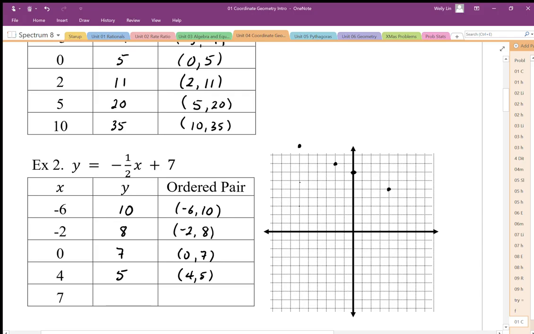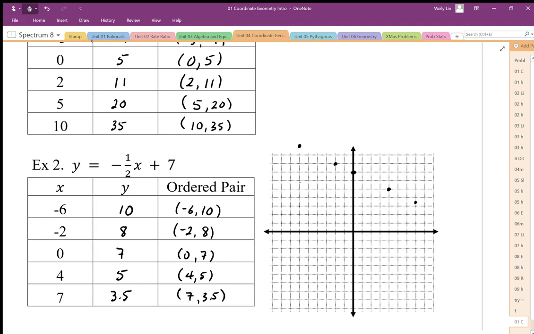Now it looks like there's some pattern being generated. There seems to be a straight line pattern happening here. I plug in the last point, 7, and I get negative 3.5 plus 7, which is equal to positive 3.5. So I end up with 7, comma 3.5. I go 7 over, 3.5 up. Now this pattern looks like it's going in a straight line, going from top left down to the right. And really that's exactly what I'm looking for.